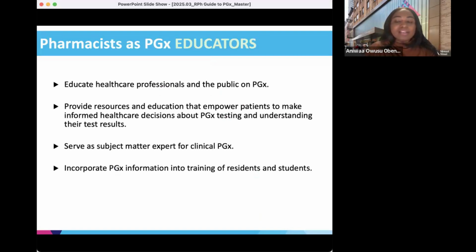We need to serve as the subject matter expert for clinical pharmacogenomics, especially in our specialties, right? And we need to start incorporating this information into the training of our residents and students, because the kind of medicine that our residents and students are going to be faced with is not the medicine that we've always been doing. We are in this world of AI now, and we are in this world of genomic medicine. We cannot ignore it in our training opportunities and in our training programs.